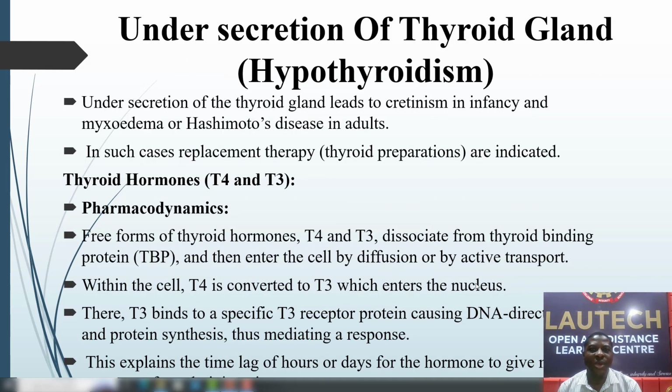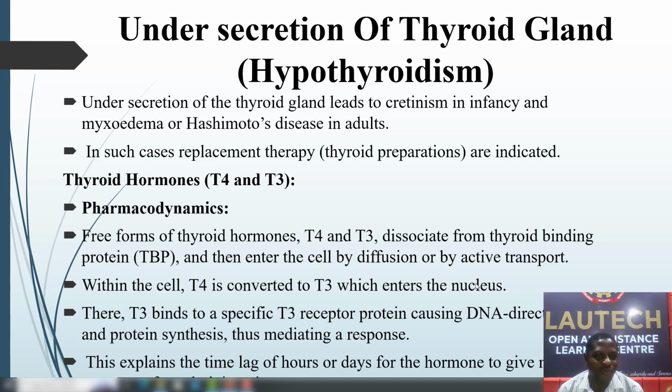Now, okay, we want to look at undersecretion of thyroid gland hormone, that is hypothyroidism. So undersecretion of the thyroid gland leads to cretinism in infancy, myxoedema and Hashimoto's disease in adults. In such cases, replacement therapy, that is thyroid preparation, is indicated. So we want to look at thyroid hormones, which are T4 and T3.